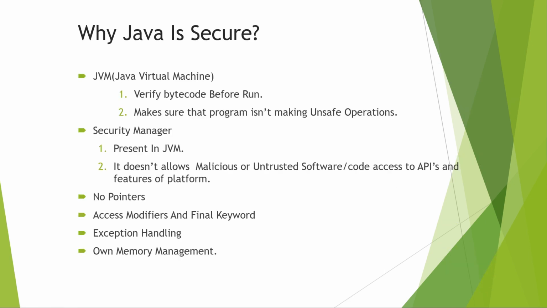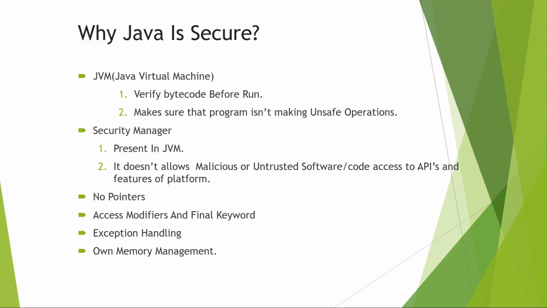First thing is that it has a JVM, the Java Virtual Machine, which will verify the bytecode before running. When we write the program, the source code is converted into bytecode. JVM first verifies the bytecode, and if that bytecode has any errors, it will give you the error and will not run it. After verifying the bytecode, it will run it.